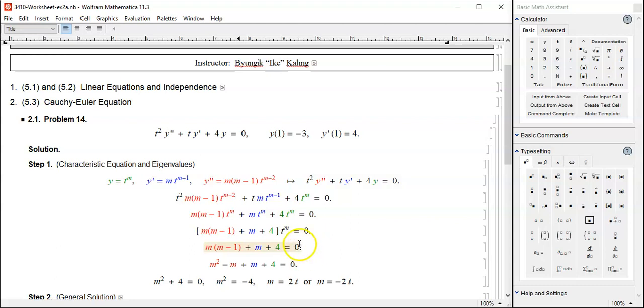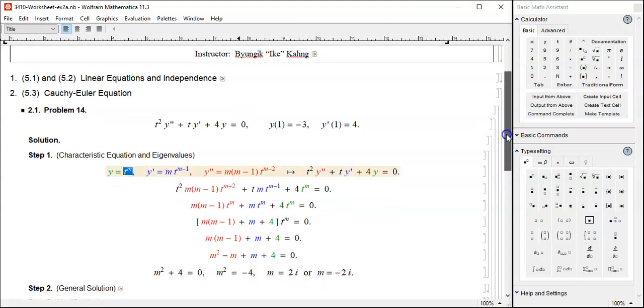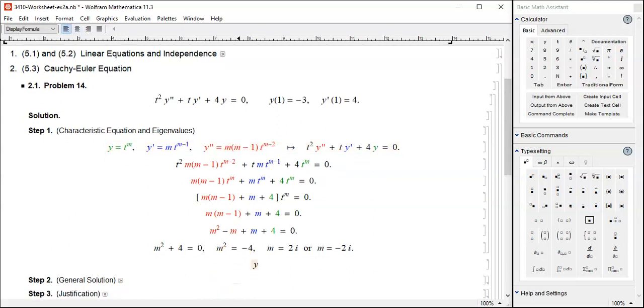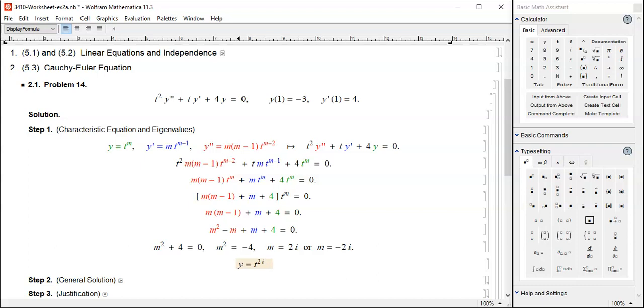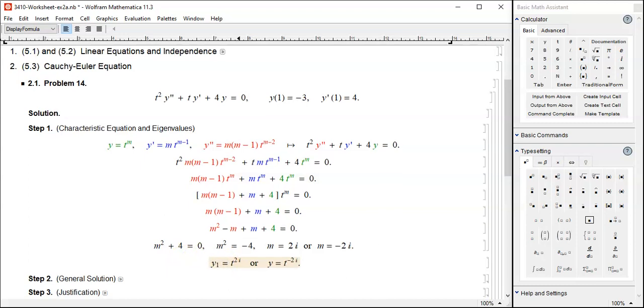Let's solve this equation. It's a quadratic equation. It's not too difficult. And here we go. We have two solutions: m equals 2i or negative 2i. So what does that mean? It's t to the mth power, where the m value is 2i or negative 2i. So we get these two solutions basically. y is equal to t to the 2i power. y is equal to t to the negative 2i power. Maybe I should name them y1 and y2, these two.